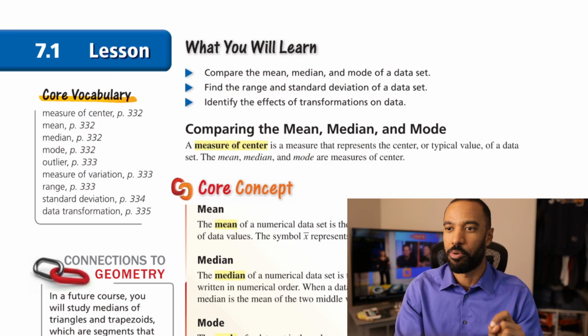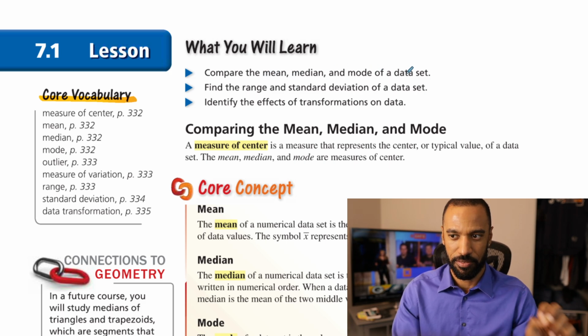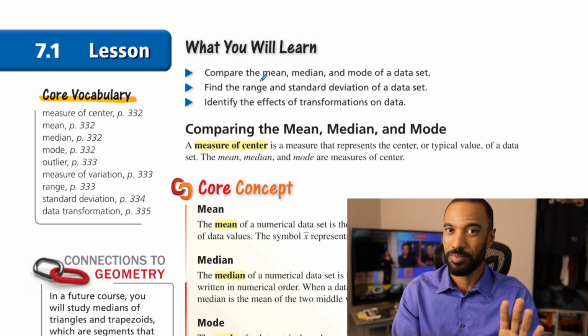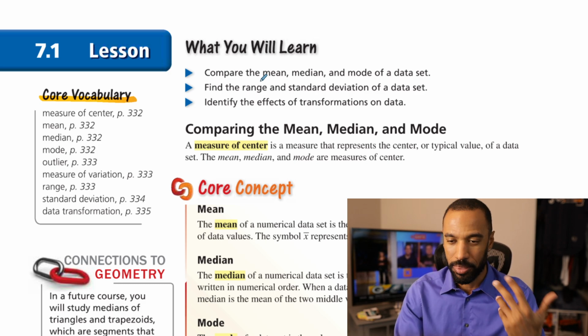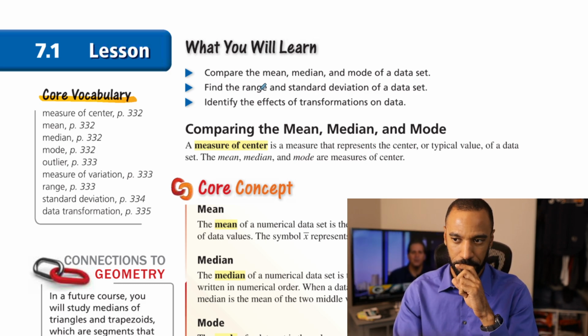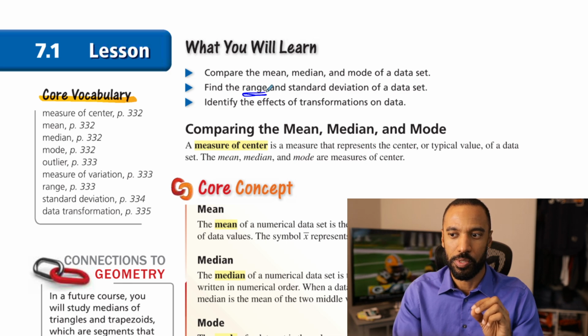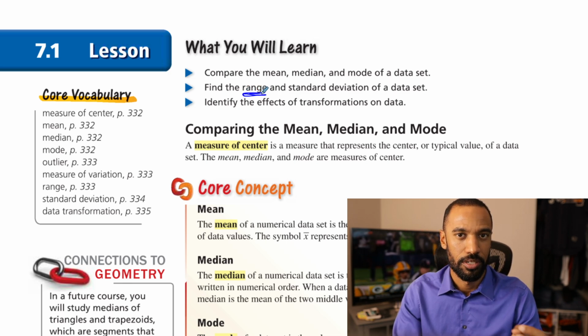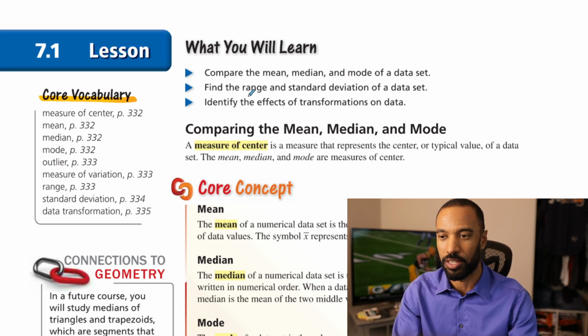We're going to begin with the lecture portion. What you will learn: you will learn to compare the mean, median, and mode of a data set. Now, it's likely you've heard those phrases. It's likely you know what those phrases are. But there's more we're going to be able to do outside of this. Find the range and standard deviation of a data set. This is not the same kind of range as we talk about, like domain and range. It has the same idea, but it's not like this is the X, this is the Y.